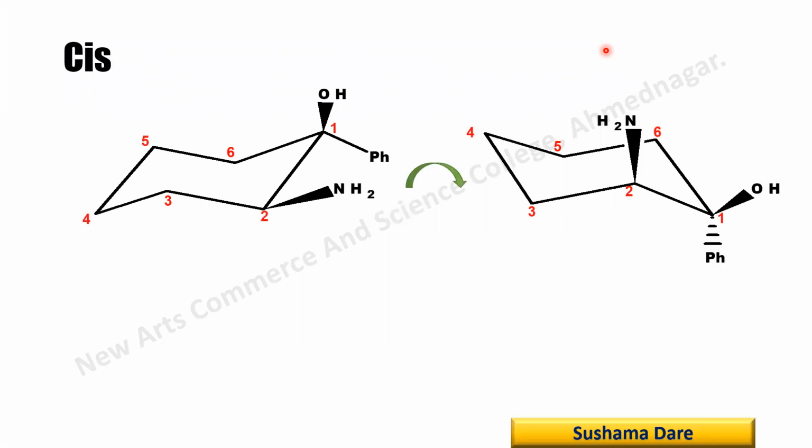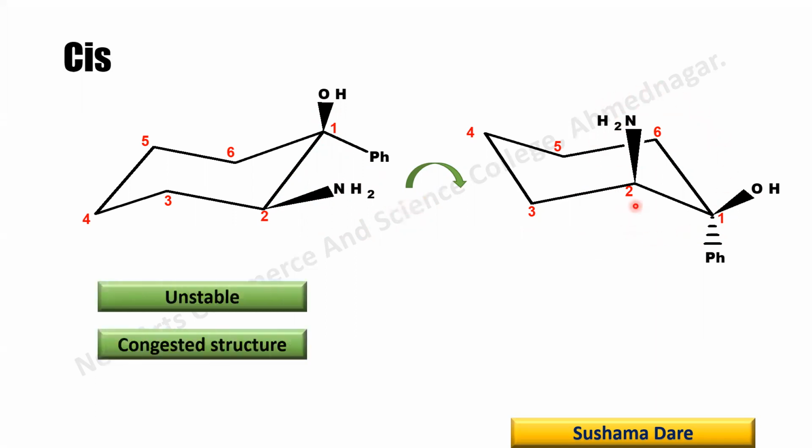In this case, this compound is termed a cis compound. The orientation of the hydroxy group and the NH2 group, these two groups, is in the same direction. Therefore, this molecule is termed the cis molecule. The flipped structure of this one is shown over here. So the first one is unstable.